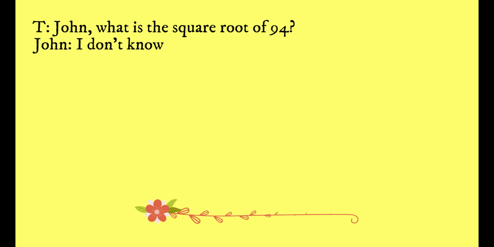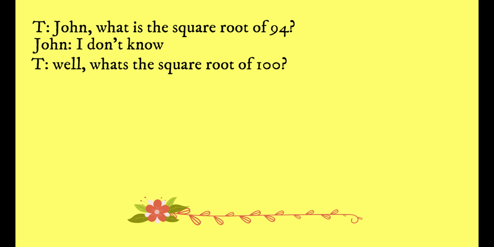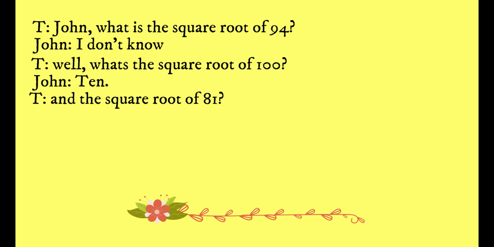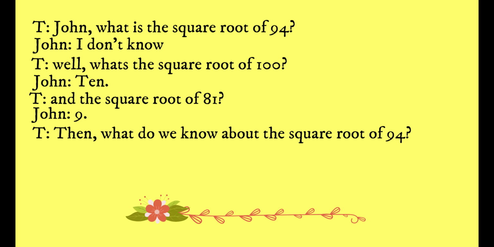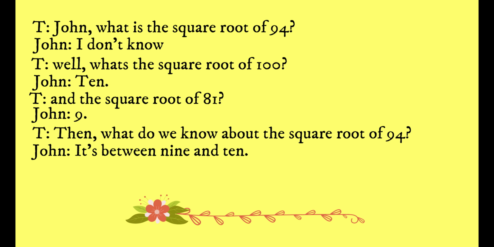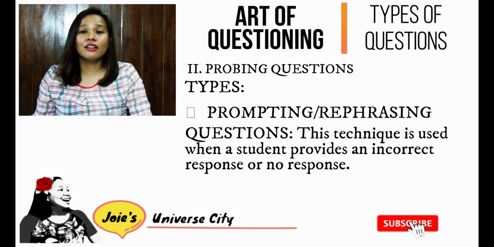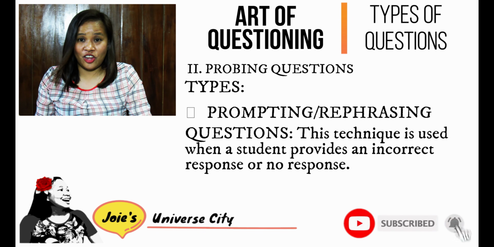John says, "I don't know." And the teacher says, "Well, what's the square root of 100?" John says, "10." The teacher says, "And the square root of 81?" John says, "9." "Then what do you think now is the square root of 94?" And John said, "Ma'am, maybe it's in between 9 and 10." Oh, see? All students, they have something to say, all of them, they have ideas to share.